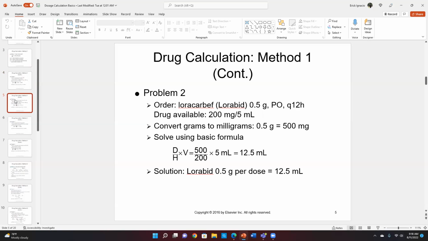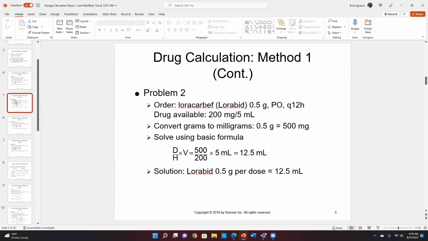So we have ordered Lorabid 0.5 grams, PO by mouth, Q 12 hours. So that's every 12 hours. What is available is 200 milligrams per 5 mLs. Okay, so this is not going to be tablets as the last problem was. This is a liquid medication.